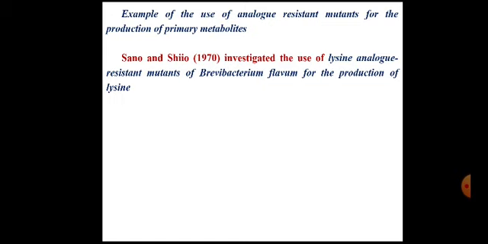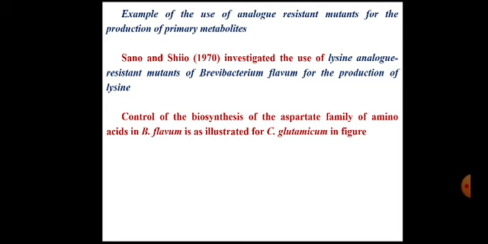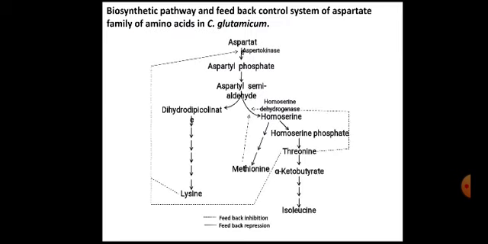In order to understand the mechanism of how a lysine analog resistant mutant could be an overproducer of lysine, we need to go back to the biochemical pathway that we have already studied. Lysine belongs to the aspartate family, and the biochemical pathway that we studied in Corynebacterium glutamicum, in the first type of modification, exists in the same way in Brevibacterium flavum. So the control of biosynthesis is similar in Brevibacterium flavum, although the title is different.